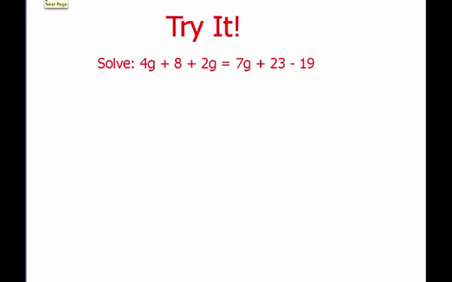So here's your try it problem tonight. You need to solve 4g plus 8 plus 2g equals 7g plus 23 minus 19. Let's go ahead and solve this problem for tomorrow.